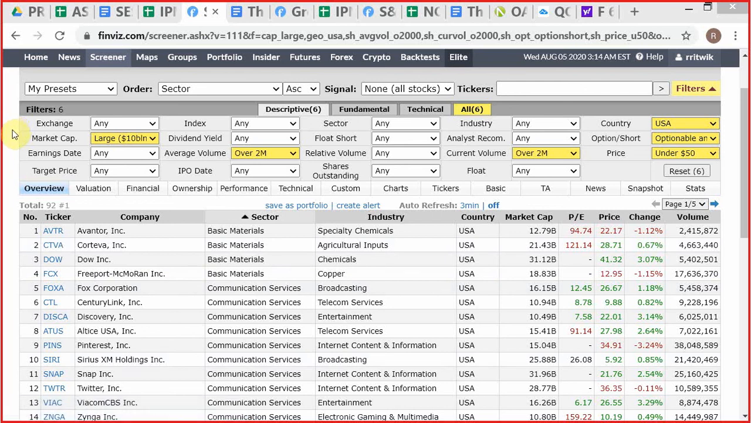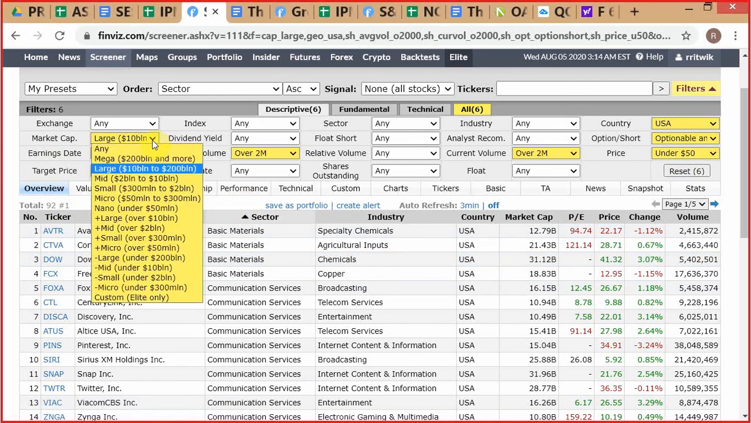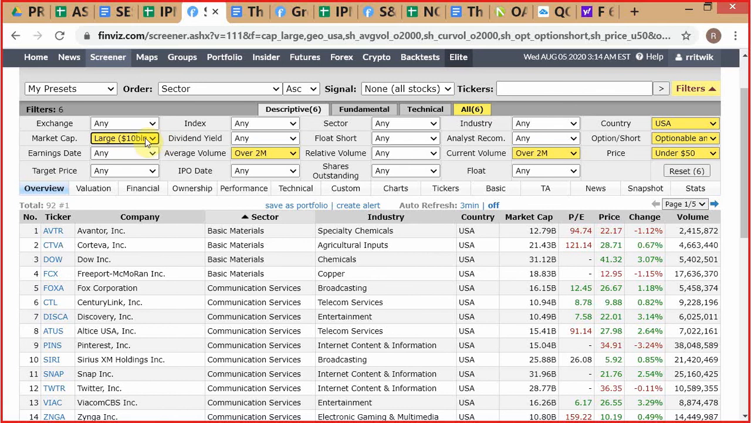So what did I do? I can't handle so many stocks. This 92 has come after applying my filters. Before I applied them, the yellow ones are the filters. So what did I do? I said I want only large cap, which, you remember, was mentioned as large cap, mid cap. Here they have a definition, so make sure you are clear about your definition. I said, show me only 10 billion to 200 billion market cap. Figure out what market cap is. You can read the definitions here. So that is already a filter.